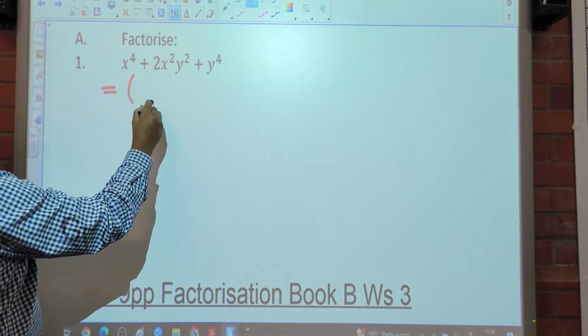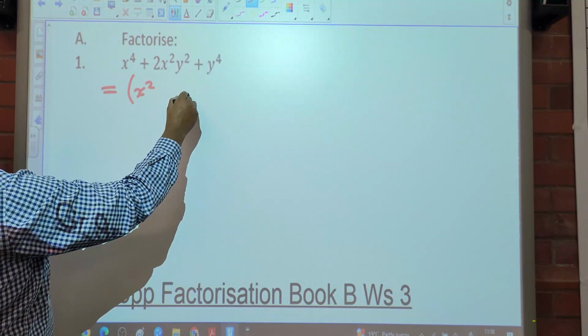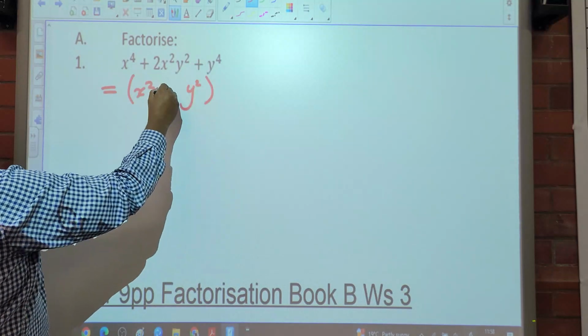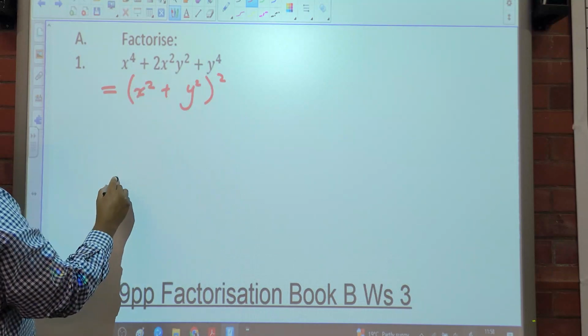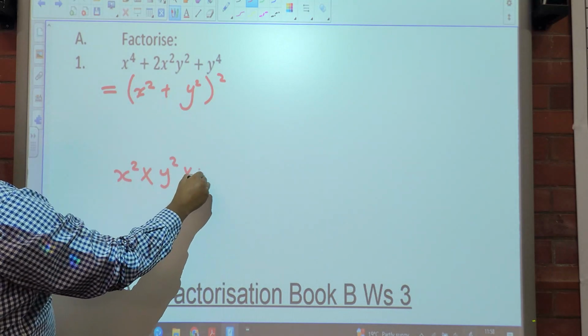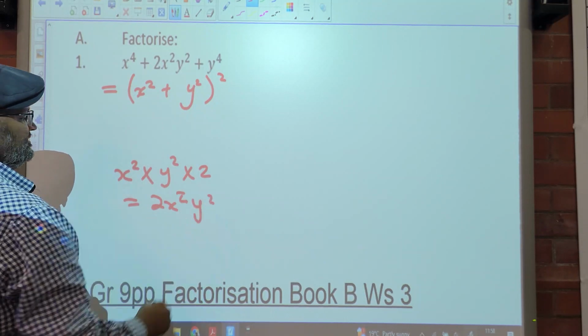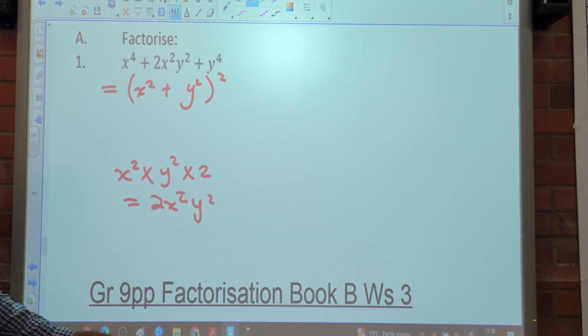For perfect square trinomial, the square root of x⁴ is x squared. The square root of y⁴ is y squared, and there must be a plus between them. So let's check if the middle term works. This first term times the second term times 2 gives you 2x squared y squared, which is correct. Okay.